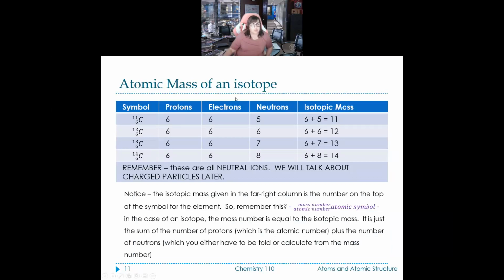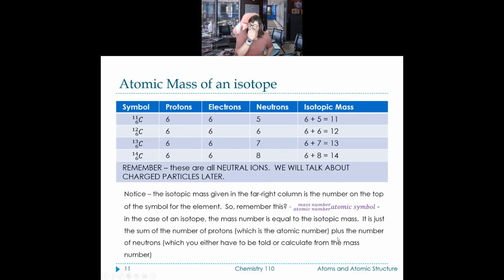So we find the atomic mass of an isotope by knowing the number of protons and the number of neutrons, adding them together, and getting an isotopic mass. That applies to that one isotope, right? Just that isotope. Isotopic mass is given in the far right column, as the number on the top of the symbol of the element. We can find those.